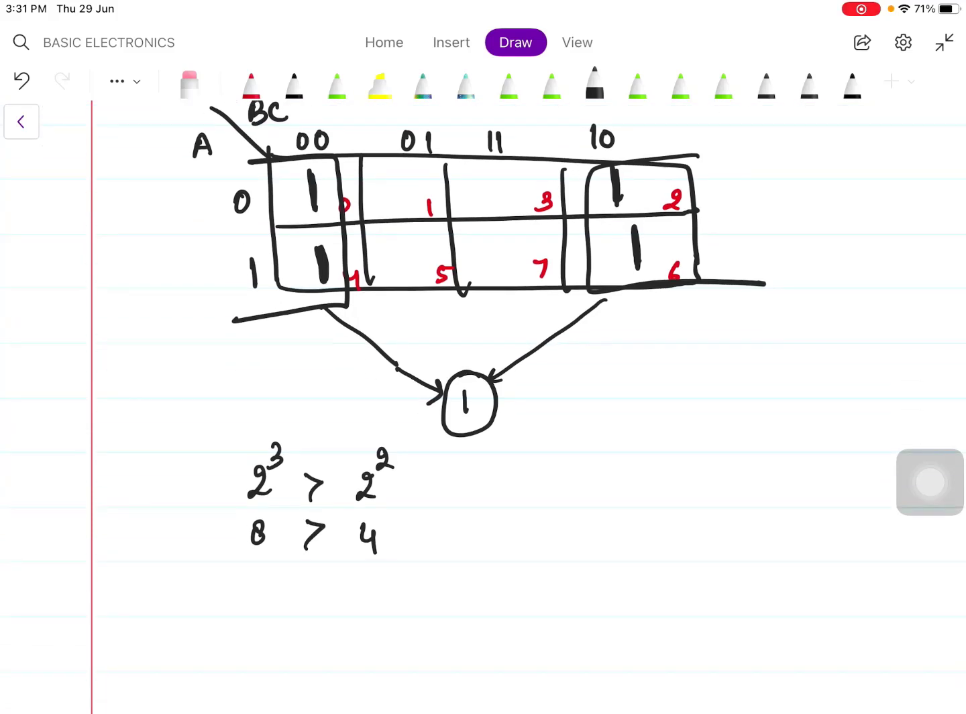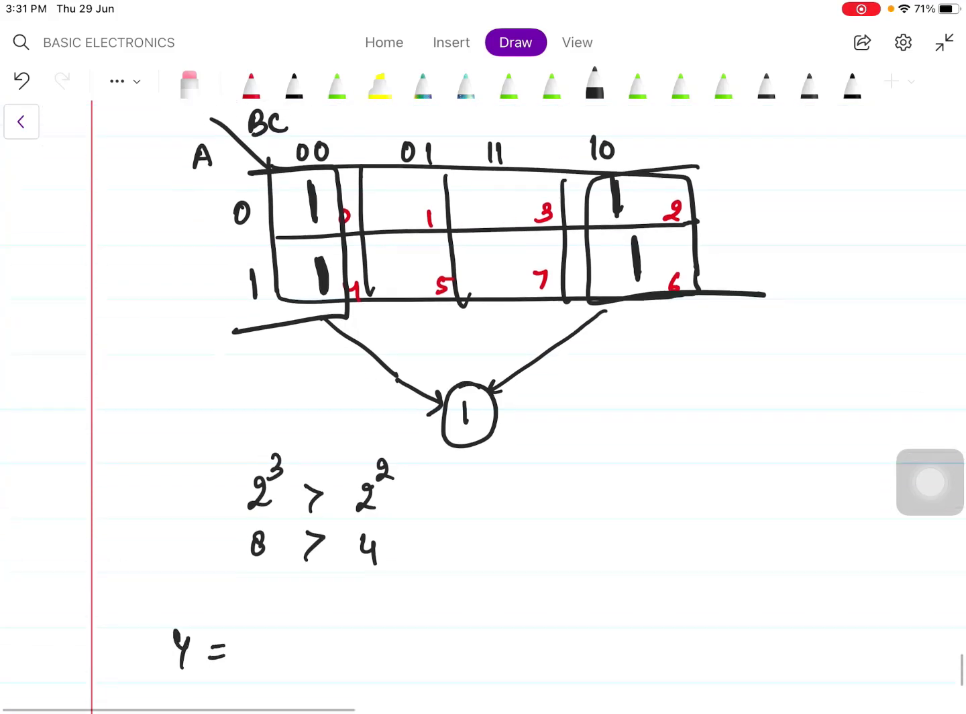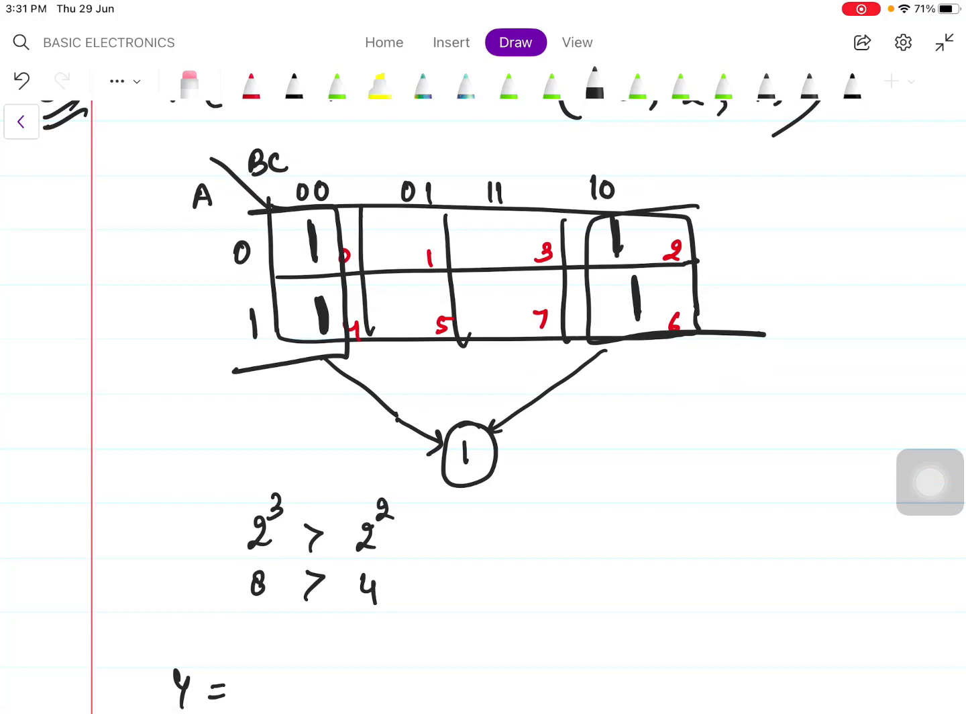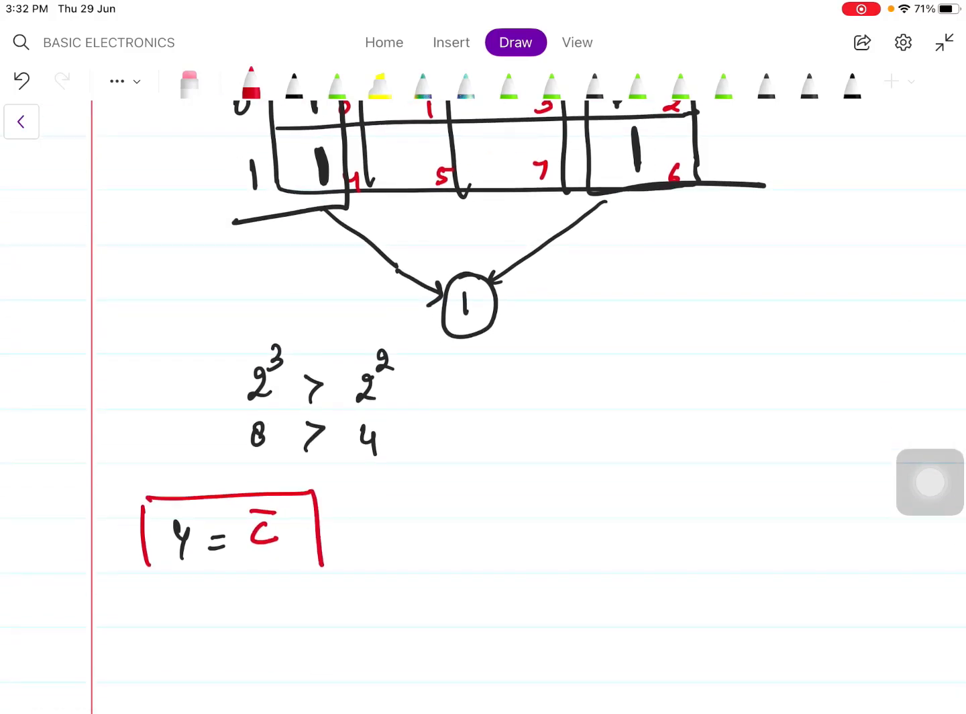Now the answer is y equals to, from the A part nothing will come because 0 and 1 both are uncommon. From the BC part, these two columns are here under which the whole group is coming, and amongst it this 0 is common. This 0 belongs to C and therefore it is C bar. So the answer is y equals to C bar. So this is how we solve the 3 variable K-maps.